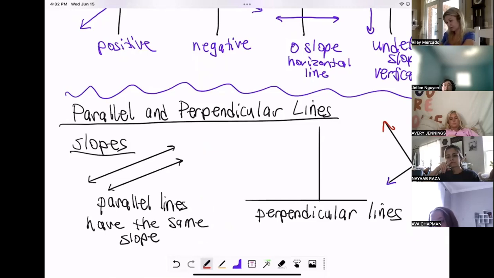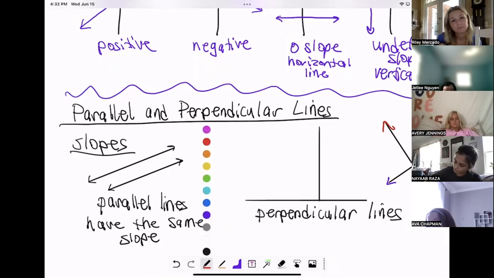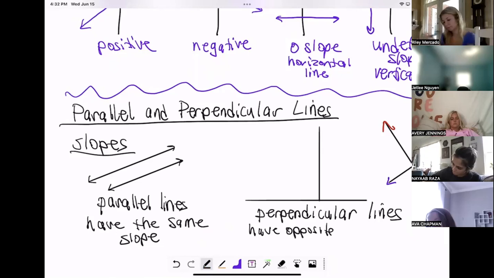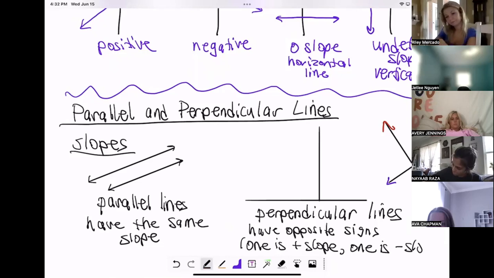Okay, if you look at the purple line that I have, the purple ends, that's going to be what kind of slope? Positive, going up, right? But look at the ones with the red ends, that's negative, going down. So first thing is that perpendicular lines have opposite signs, meaning one is positive slope, one is negative slope.